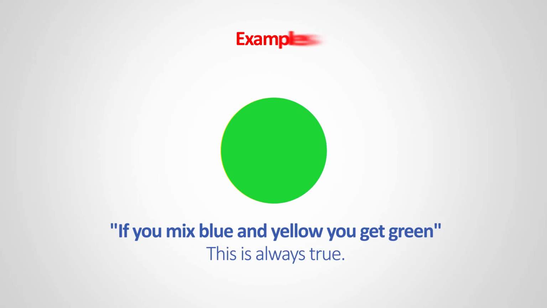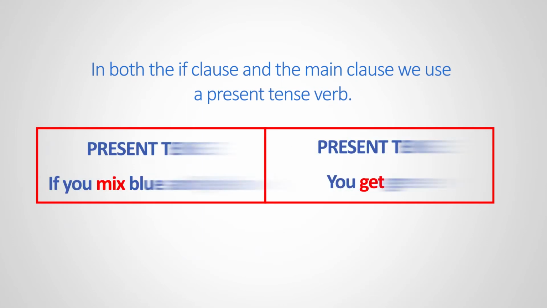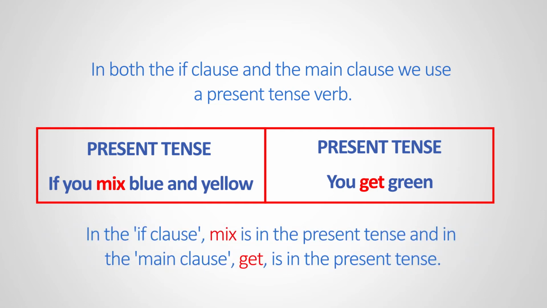This is always true. In both the if clause and the main clause, we use a present tense verb. In the if clause, mix is in the present tense, and in the main clause, get is in the present tense.